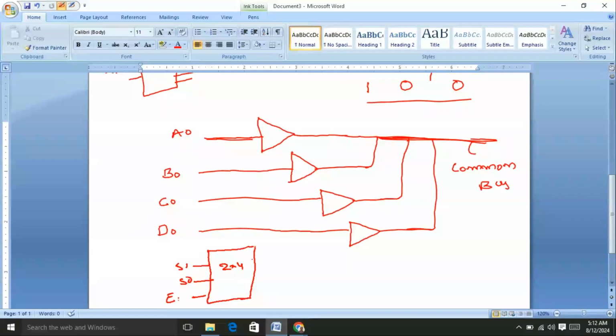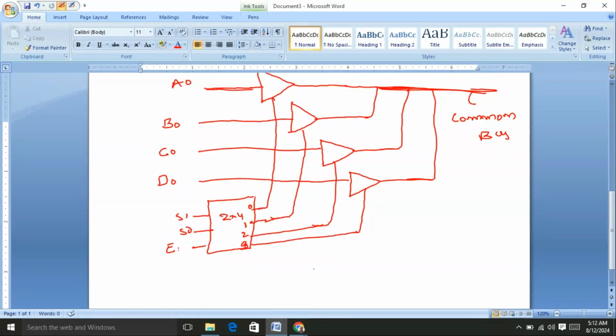Now the 0 output of the decoder is connected as the control input of the first buffer. The first output of the decoder is connected to the control input of the second three-state buffer. The second output is connected as the control input to the third one. The third output of the decoder is connected to the control input of the fourth buffer.